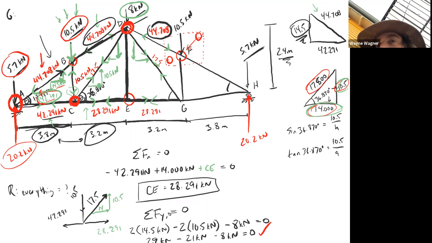Okay. The only thing I didn't do here was that zero force member, which we figured out from the beginning. But the way that you do that is you look at this joint right here, and you note that you've got X.